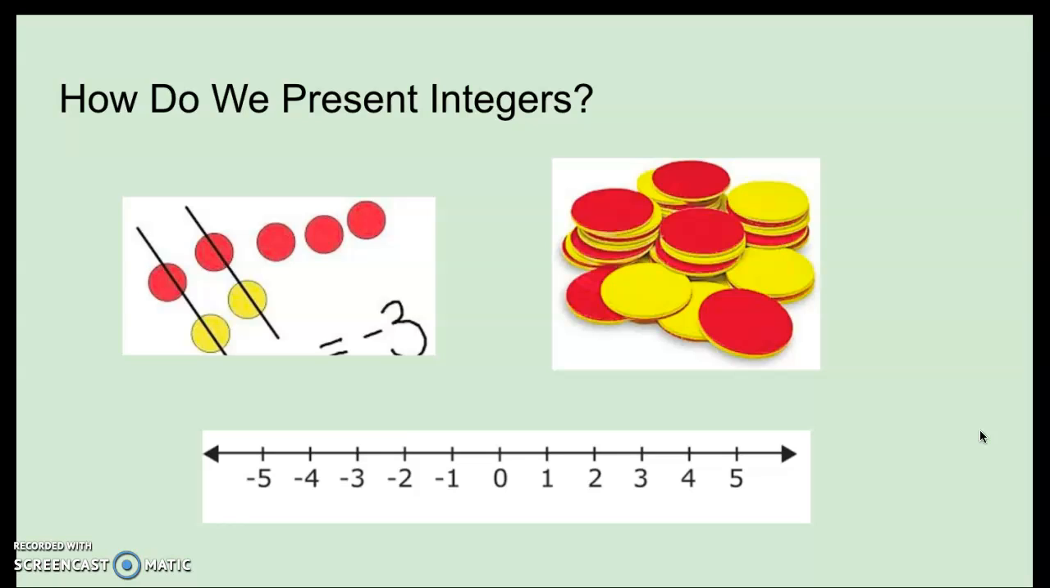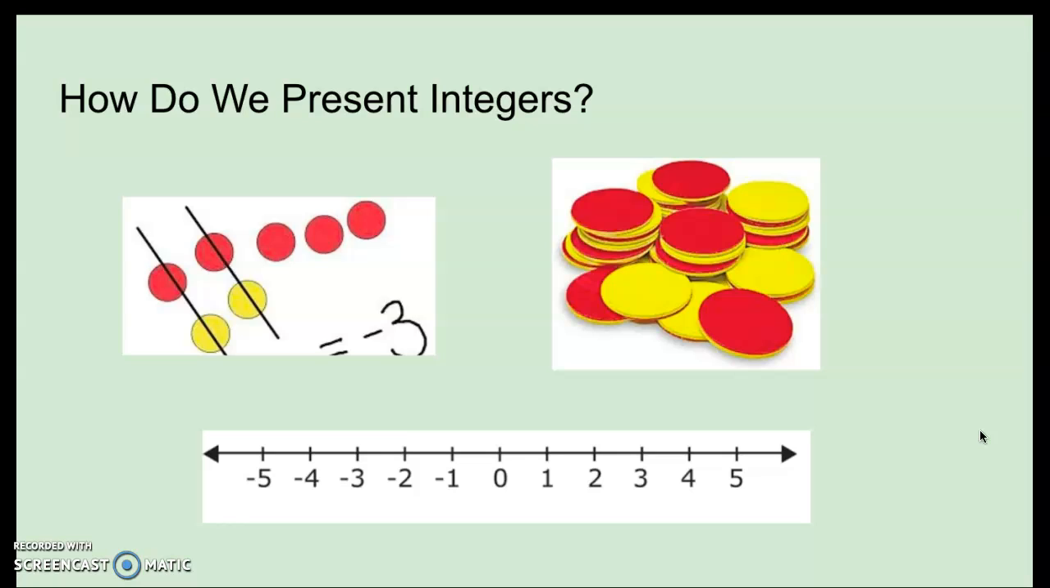We can present integers in a number of ways. The most common being used is the number line and the two color counters. The number line is good to see a visual representation of how far away a number is from 0, or a number they are adding, subtracting, multiplying, or dividing by. It gives the student a chance to physically take their pencil or finger and jump for the problem given.